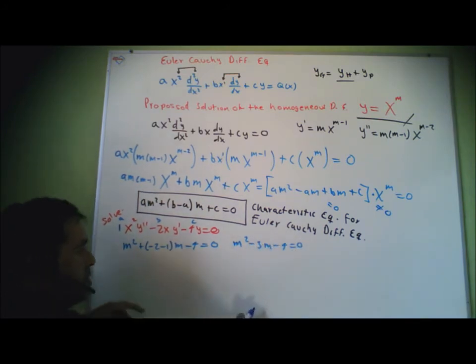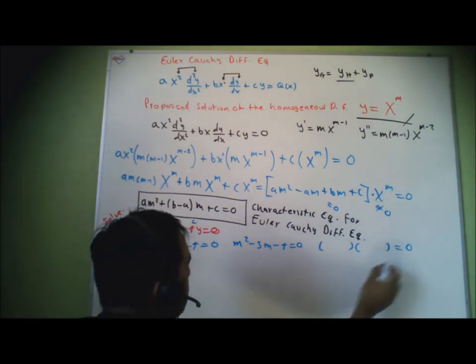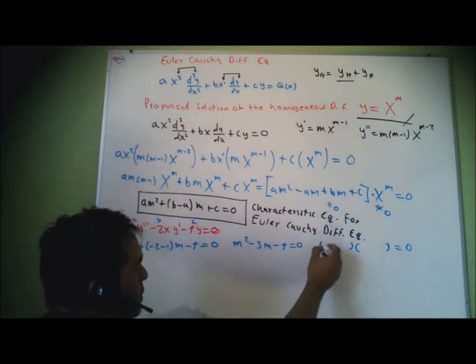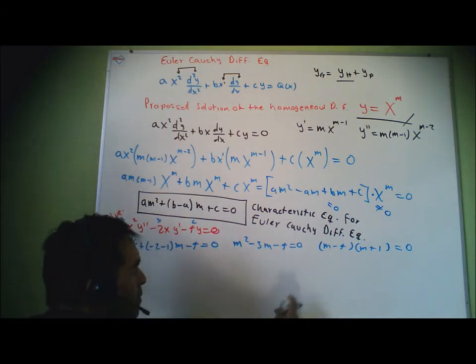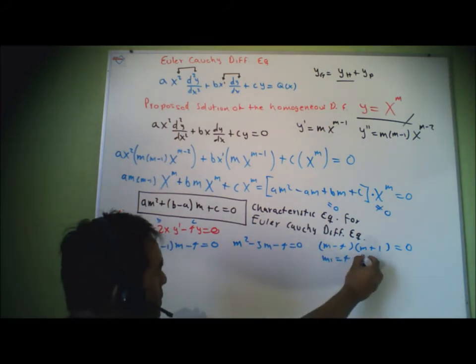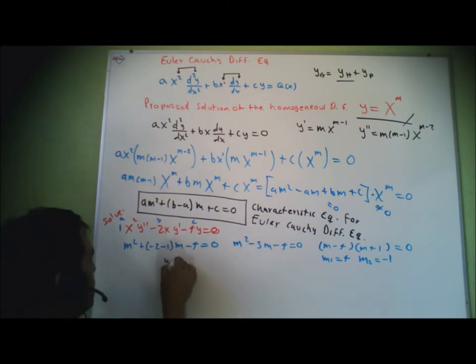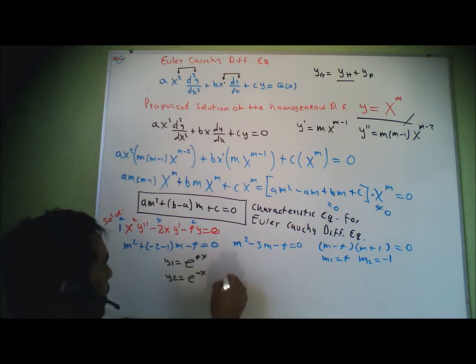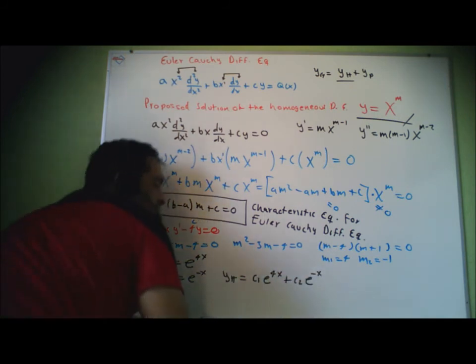Now, two numbers in which the multiplication is minus 4 and the addition is minus 3. That is very easy: m minus 4 and m plus 1. So my first root is equal to 4 and my second root is equal to minus 1. If those are the solutions, then my first solution is exponential of 4x, and my second solution is exponential of minus x. And therefore, the homogeneous solution is c1 exponential of 4x plus c2 exponential of minus x. And that's it. As you can see, it's very easy.